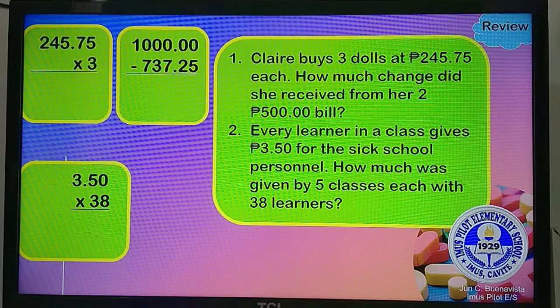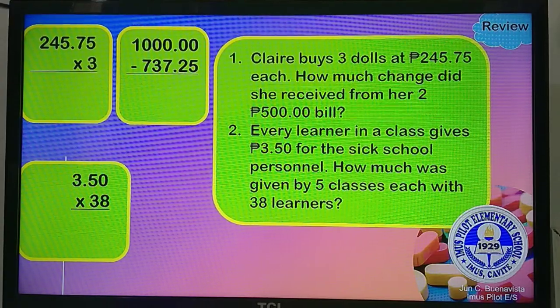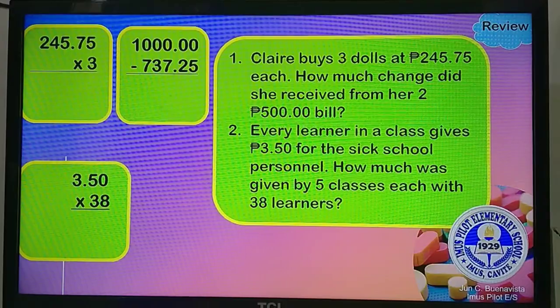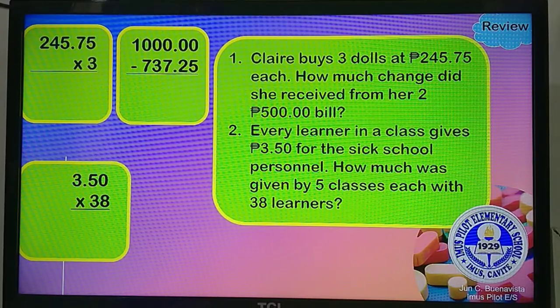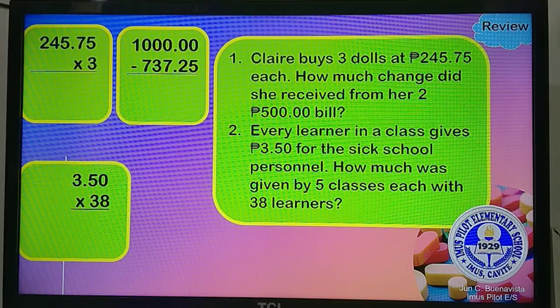And then look at that. She received change from her 500 peso bill. It says two 500 peso bills, so we are going to multiply that also. 500 times 2. That is why I have 1,000 here. So now we are going to multiply.